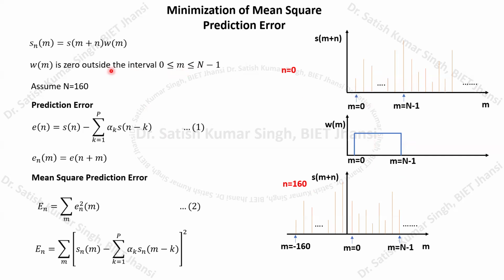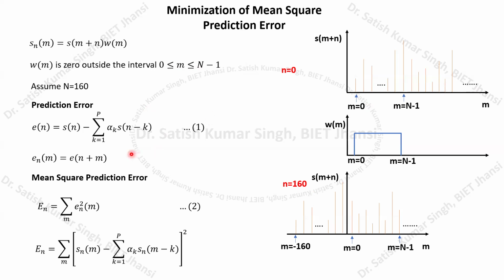So here in this case, while defining s_n(m) equals to s(m plus n) into w(m), we are actually shifting this speech sequence. So now you must be clear that this s_n(m) means we are actually emphasizing a certain segment of the speech sequence, such that the particular frame will be considered, and this evaluation will be performed to get the values of your alpha k.